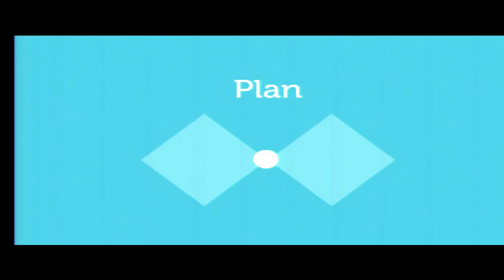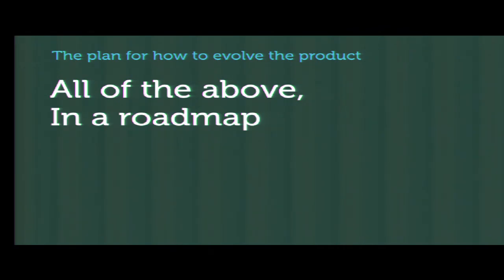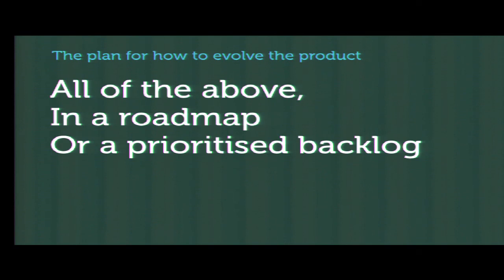So we're in the part where we can say, okay, so that's the plan. What is in the plan? All of the above, just what we talked through. Put in a roadmap, or maybe a prioritized backlog, depends on how big the project or the service is. But we have a plan now for how to evolve the product.